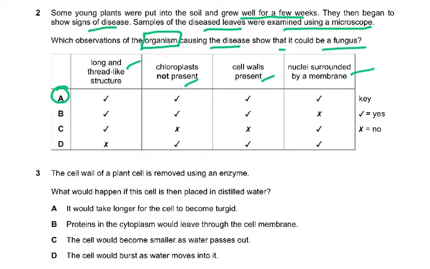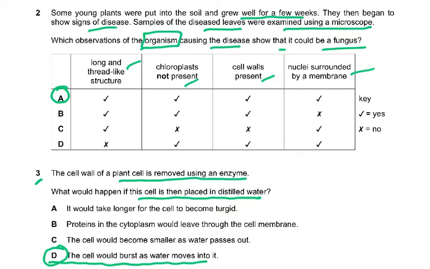Then coming to question number 3, the cell wall of a plant cell is removed using an enzyme. So we've used an enzyme called cellulase because it's a plant cell. So we remove the cell wall. What would happen if this cell is then placed in distilled water? Well, if there's no cell wall, it's like placing a human red blood cell into water. What is going to happen? The cell would burst as water moves into it.